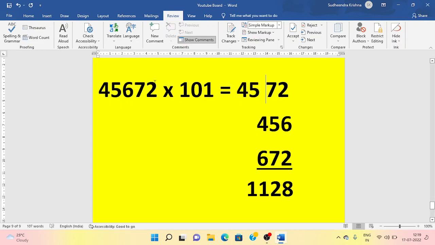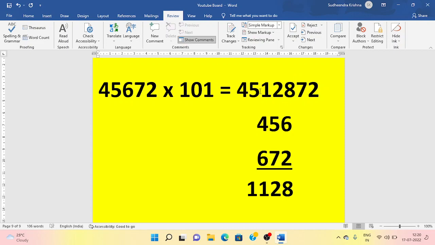Now to get the middle portion of the answer, add this 456 with 672. When you add 456 with 672, you will get 1128. But 1128 is a 4-digit number. You cannot take a 4-digit number. You can take only a 3-digit number. So out of 1128, put 128 here as it is, and carry over 1 to the left number.